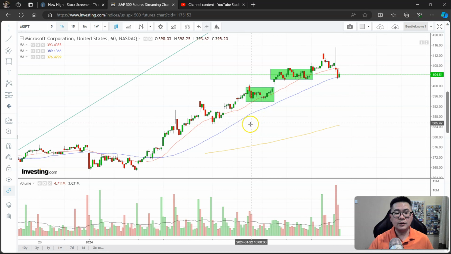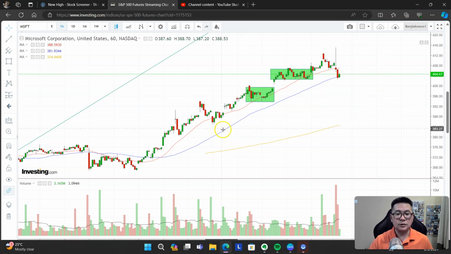So generally you want to buy stocks for short-term trading when it's above the 20 MA and 50 MA like here. Okay, but when it drops below the 60-minute 50 MA, you gotta be a bit cautious.